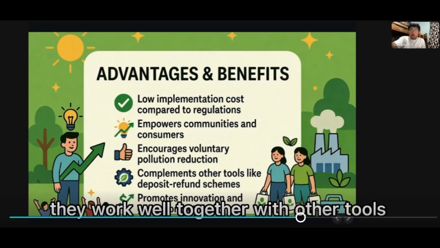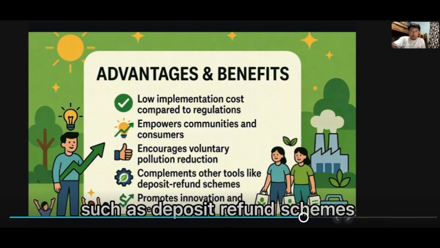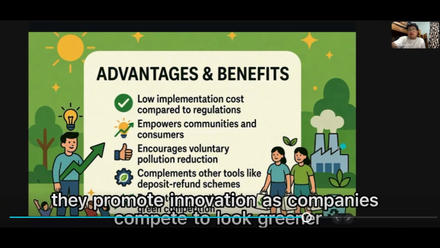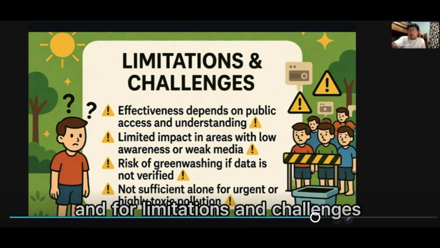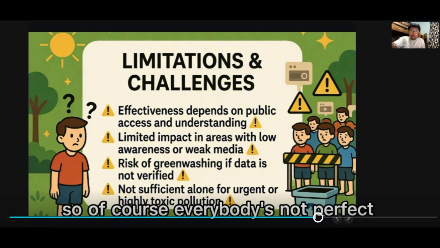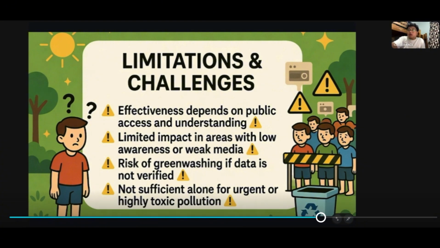They work well together with other tools such as deposit refund schemes. And finally, they promote innovation as companies compete to look greener. And for limitations and challenges, of course, nothing is perfect.